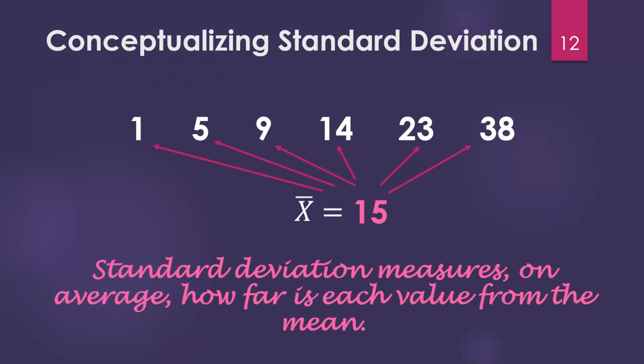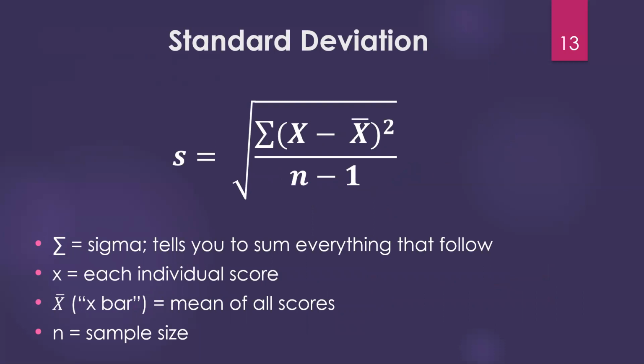So instead of just figuring out variability based off of just the lowest value and the highest value, standard deviation says we're going to account for every value to measure variability by saying how far is each value from the mean. Okay, now this next part looks scary.